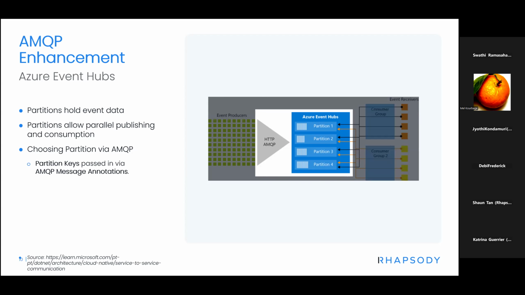Now, just focusing on the part that matters to Rhapsody, Azure Event Hubs uses partitions to hold the event data. And this is what actually allows it to do its parallel publishing and consumption. And really, it's what allows it to handle millions of events per second. Rhapsody needs to connect with AMQP, and then it must state which partition it needs to connect to, and it uses a partition key for that.